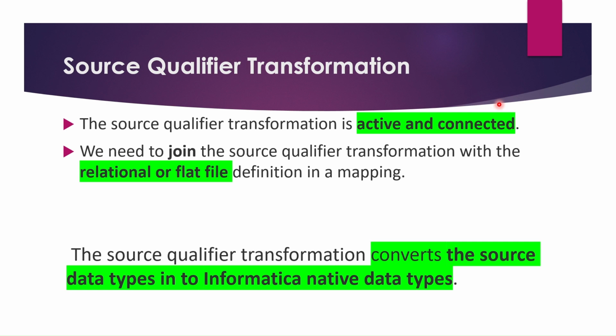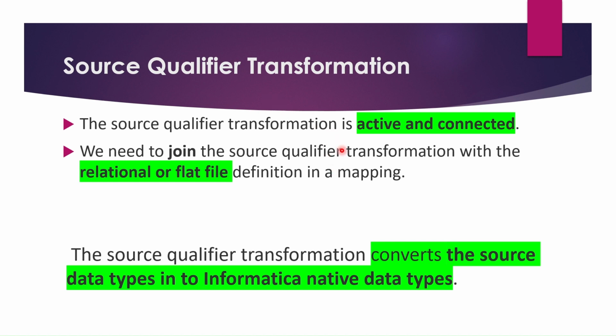Hello everyone. In our IICS tutorial series, last class we saw the different types of transformations in IICS. Today we are going to see the source qualifier transformation. The source qualifier transformation is active and connected, and in the source qualifier we can handle relational data or flat files in the mapping.